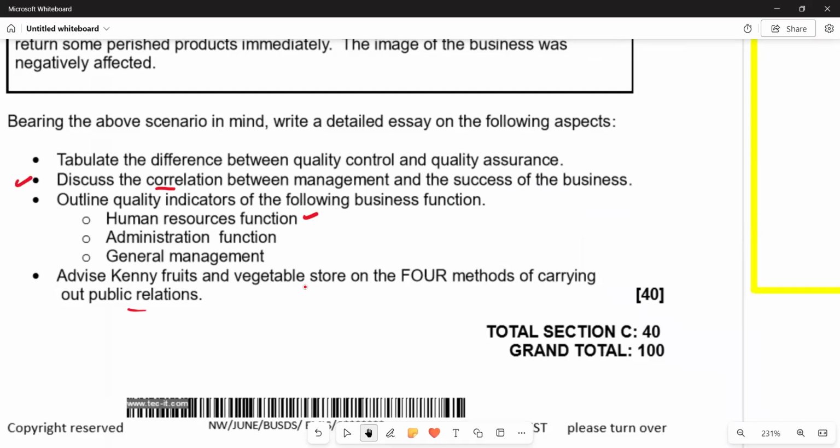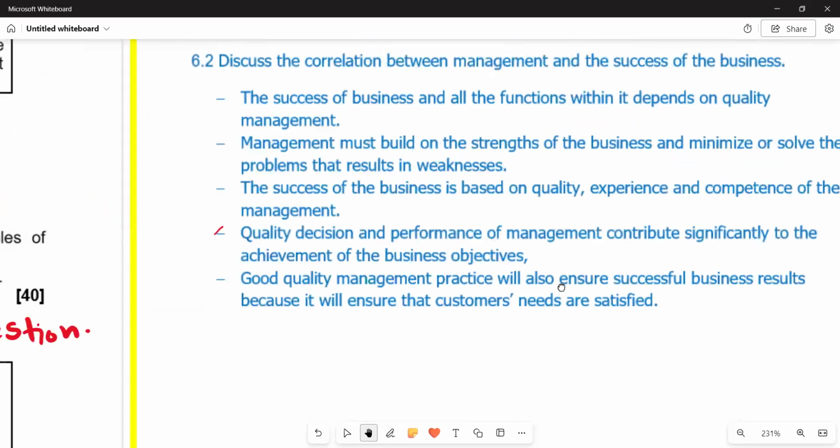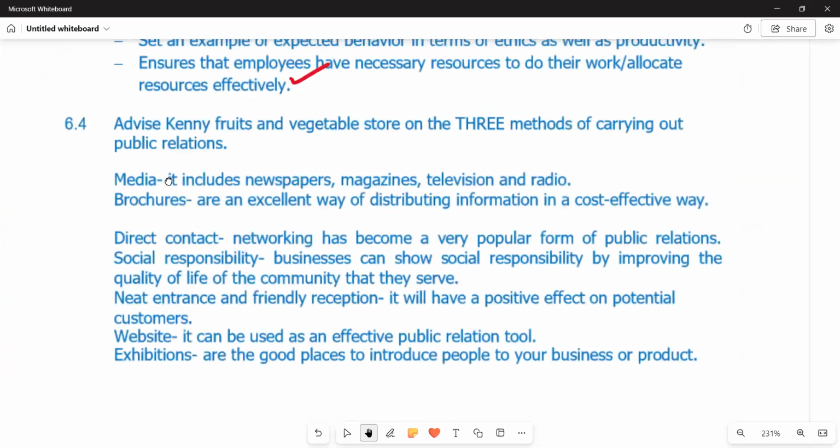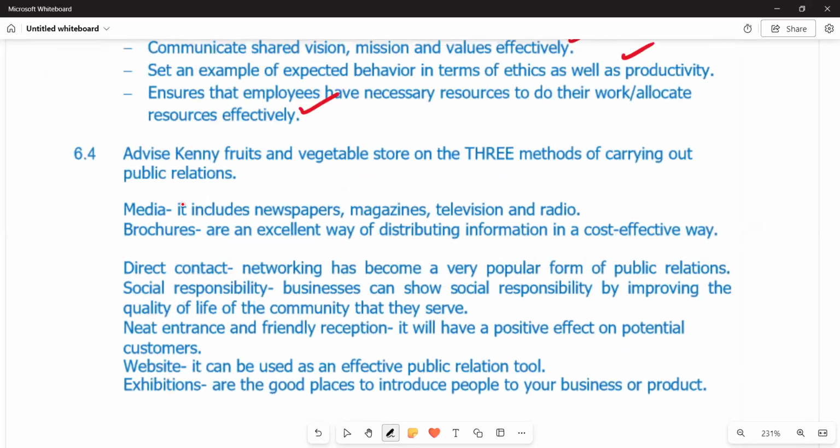So this question is asking us on methods of carrying out public relations. How do we engage in public relations as a business? So we go there and try to see what we have in terms of our responses. In 6.4, we can use media, which includes newspapers, magazines, television, and radio. We can also use brochures, which are an excellent way of distributing information in a cost-effective way. Brochures we can define as a promotional document primarily used to introduce or communicate a company or organization, or to communicate about our products or services that we're offering. So this is what we have as our brochures.